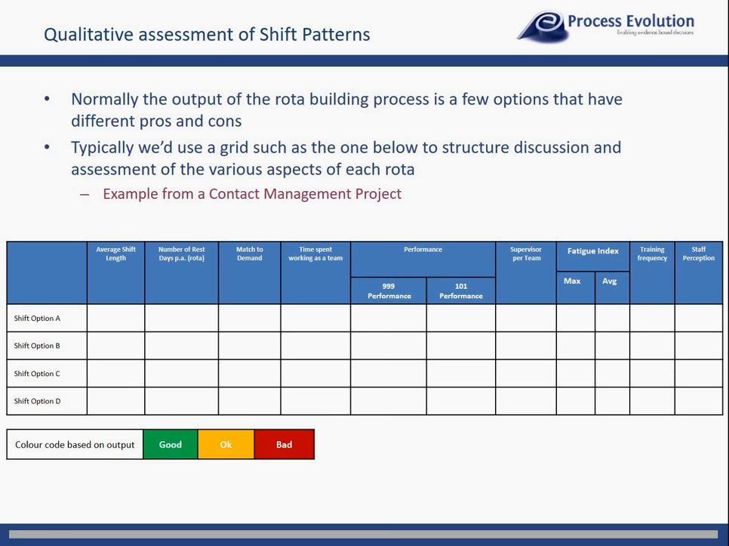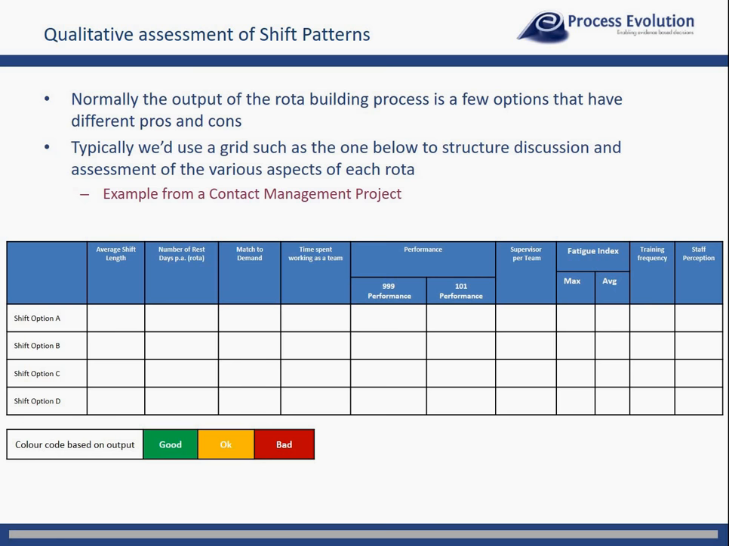As such, it's important to construct rotas that meet the needs of the organisation as well as the individual staff members and staff groups. What we tend to do during projects is conduct a qualitative assessment of shift patterns. So not just putting together one view, this is what the rota should look like, but actually assessing 3 or 4 options. For example, we're looking at a contact management project, and we've tried to put together a qualitative assessment of the shift patterns. So we had 4 different options, A, B, C, D, and then looking at some of the key characteristics that would be associated with each of the rota types.